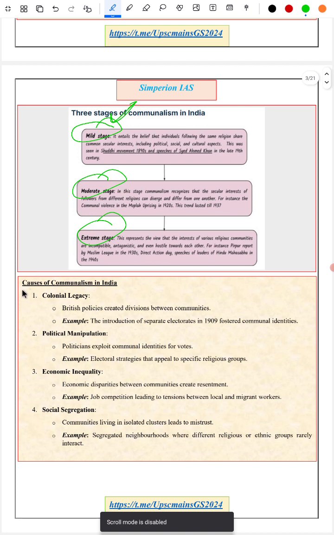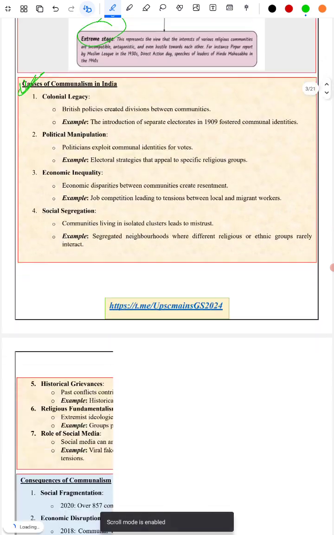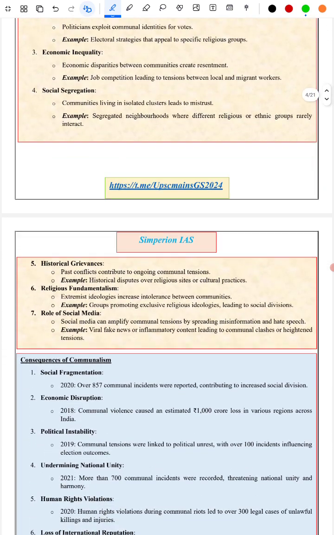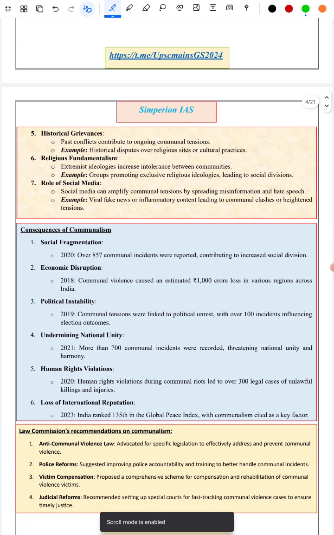Up next, we have covered the causes of communalism in India. What are the reasons for communalism in Indian society? We have given 7 reasons along with examples. Next, what are the consequences of communalism in society? It leads to social fragmentation, economic disruption, political instability, undermining of national unity, human rights violations and loss of international reputation.